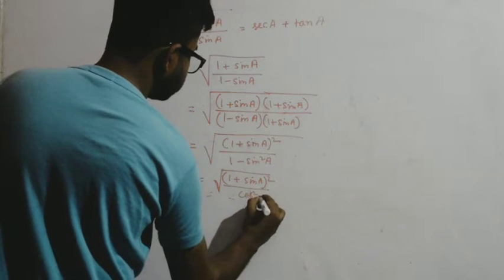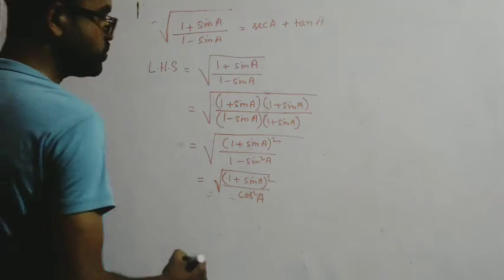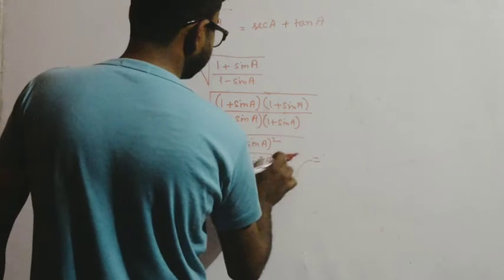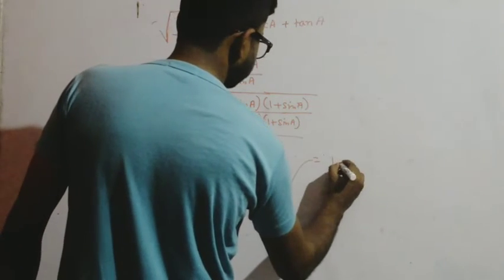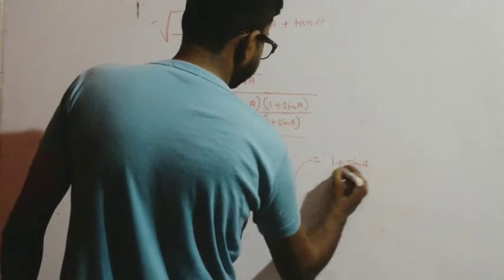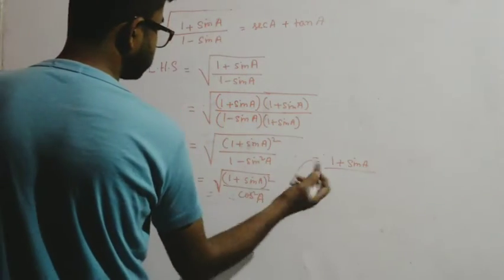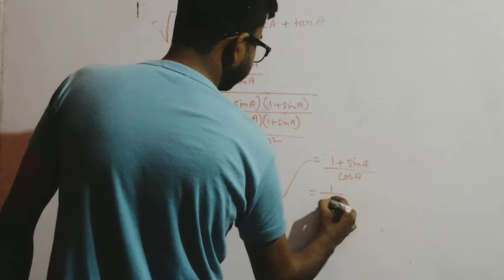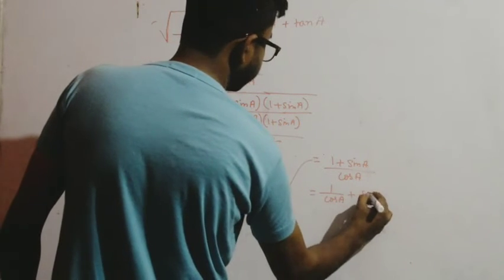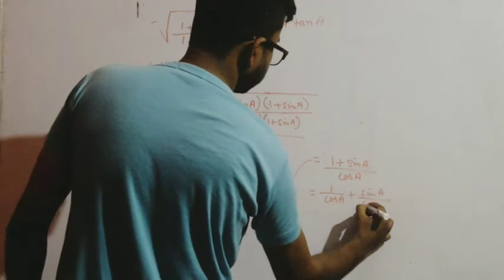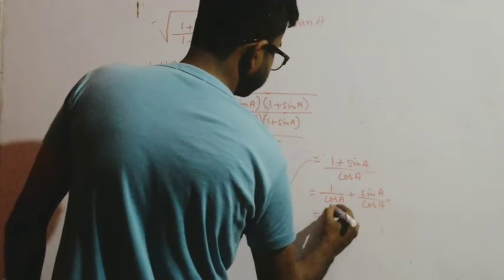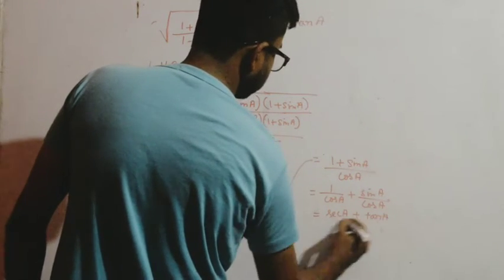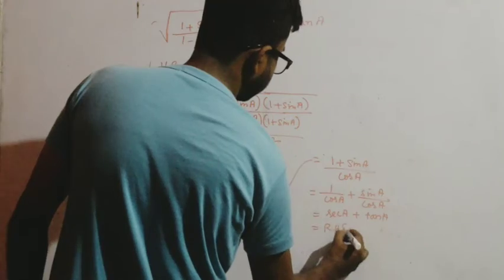Now what will happen? Since this is under a square root, the squares will be cancelled out. So 1 plus sine A, the square root will cancel out the square, so you will get 1 plus sine A by cos square A, the square root is there, the square will get cancelled out, so you will get cos A. Now as per the rule, 1 by cos A plus sine A by cos A. So this will give you sec A plus tan A. So how simple is that? This is giving you the right hand side.